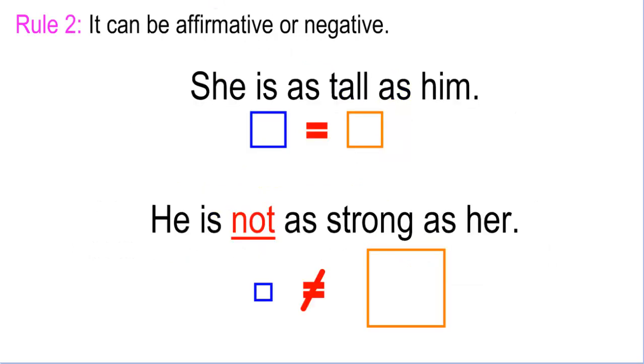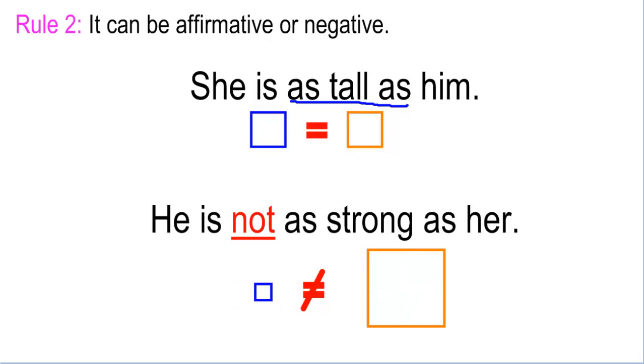And the second thing is that you can use this in affirmative or in negative sentences. Obviously, if the comparison as is in affirmative sentences, it means that the two objects are equals. She is as tall as him. The two are equal. But if you use it in negative, you imply that they are not the same. He is not as strong as her. You see, he is not as strong as her.